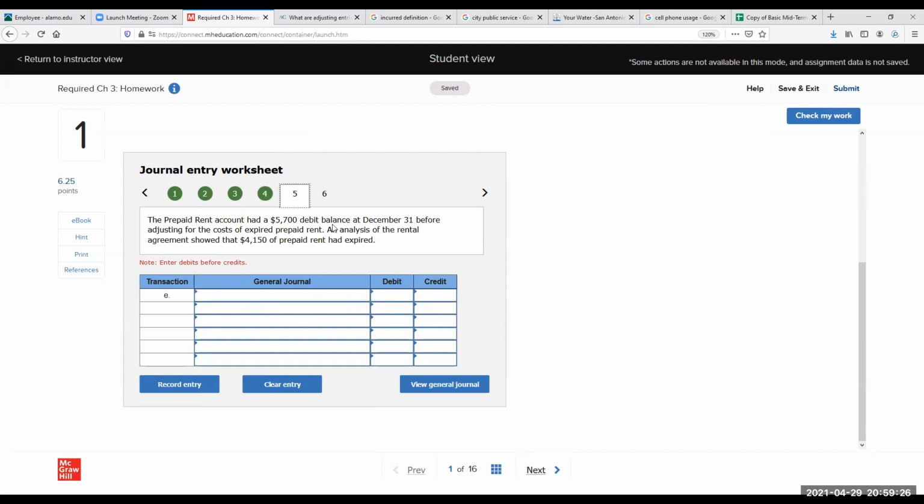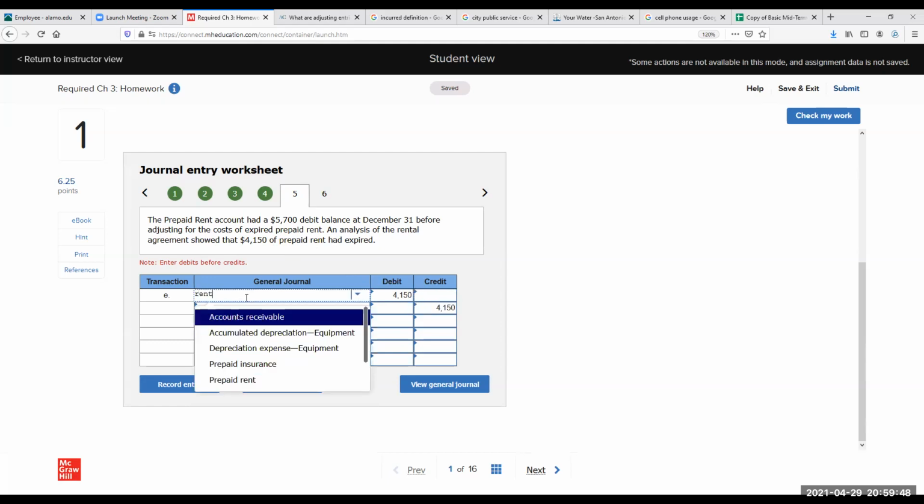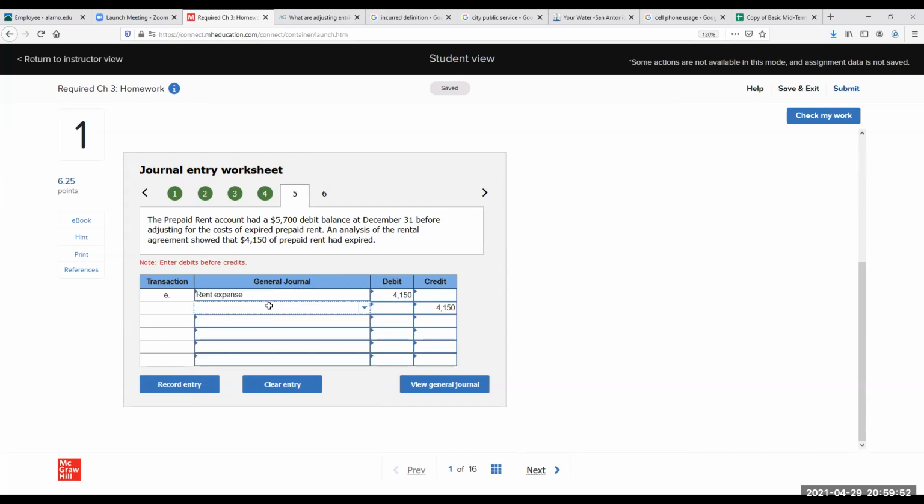The prepaid rent account had $5,700 debit before adjusting for the cost that expired. An analysis of the rental agreement shows that $1,450 had expired. So they're telling us that the expense is $4,150. So rent expense goes up on the left side, and prepaid rent is going down, the asset. All right.